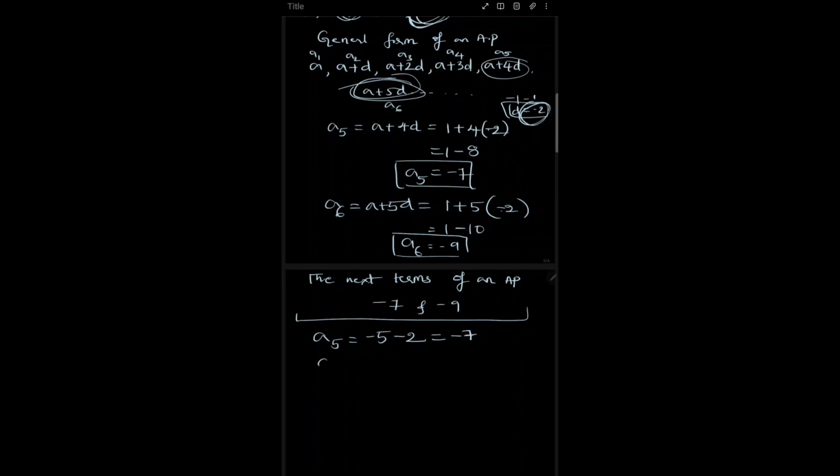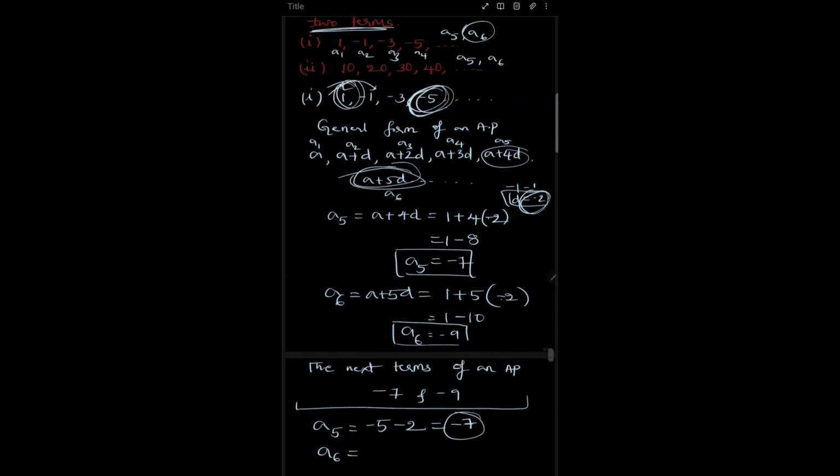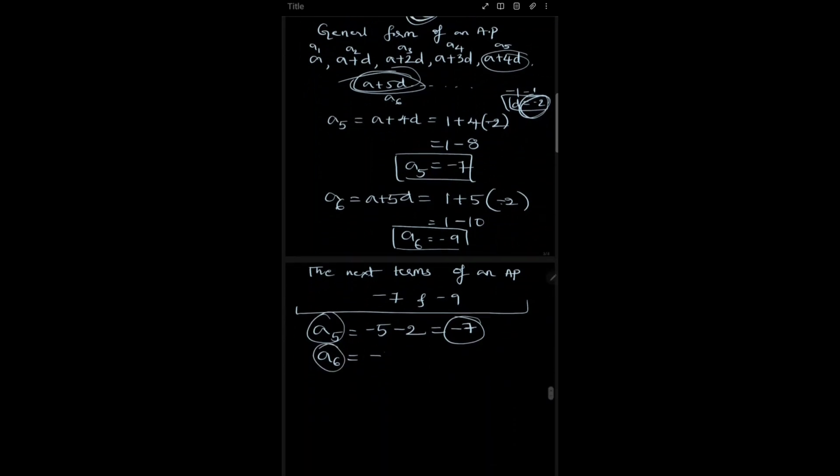For the sixth term, the last number is now minus 7, right? For A5 the last number is minus 5, but for A6 the last number is minus 7. Minus 7, and the common difference is minus 2. Minus 7 minus 2 is minus 9. So here we get A5 is equal to minus 7, A6 is equal to minus 9. This is how we calculate the next two terms of an AP in the other way.